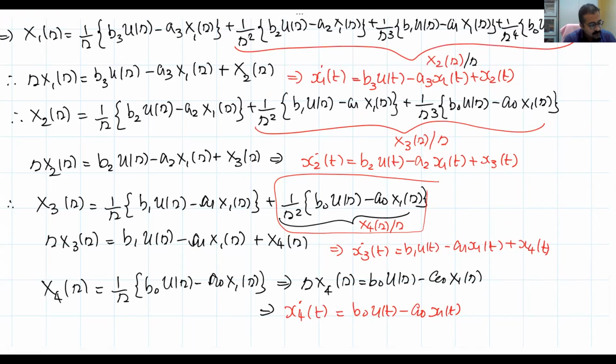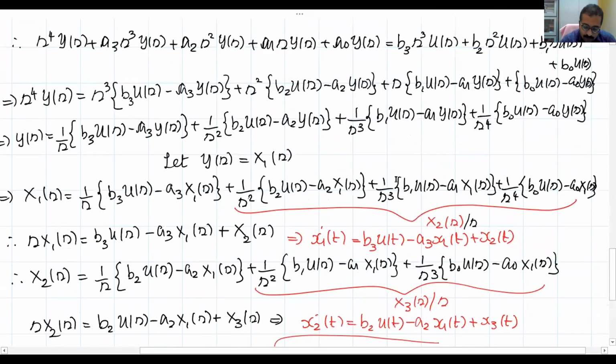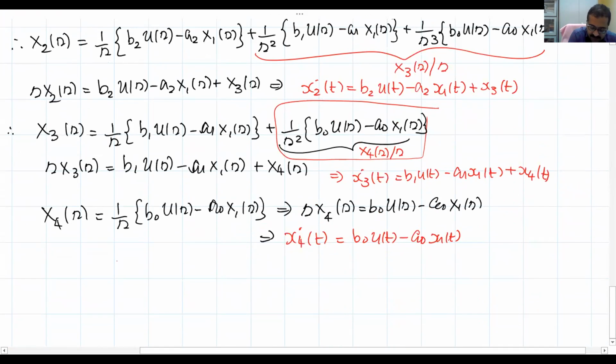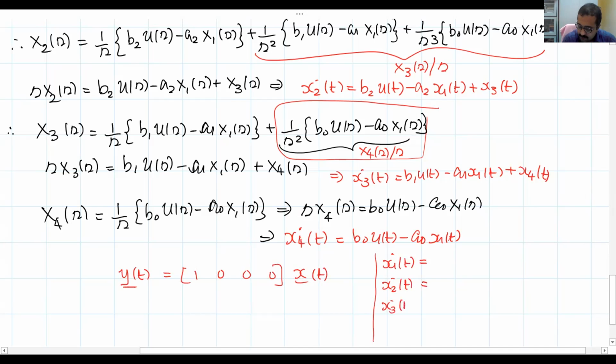Now let us draw the signal flow diagram. So here we have got all the state equations, right? Now what is the output variable here? The output variable is x1 of t. So we can straight away write our output equation y of t as x1 of t. That means 1 0 0 0 times x of t, right? So let me club all the equations here. x1 dot t, x2 dot t, x3 dot t, x4 dot t. So x4 dot t was b naught u of t minus a naught x1 of t.